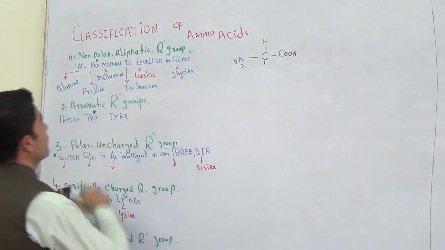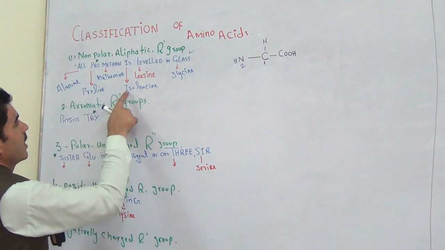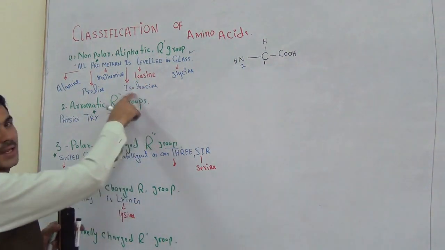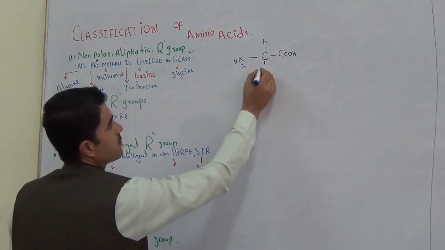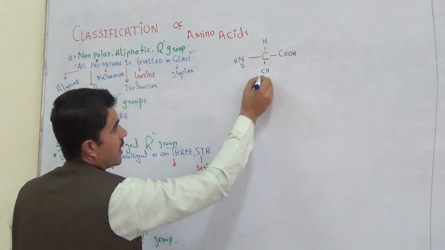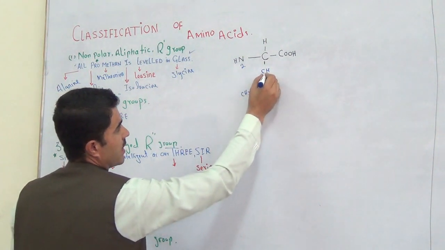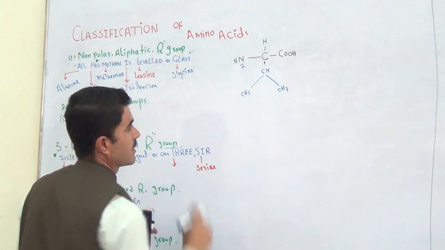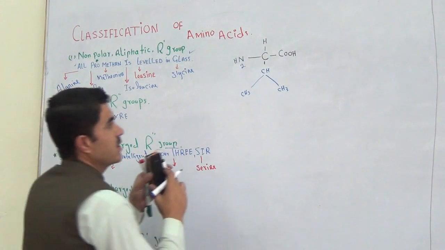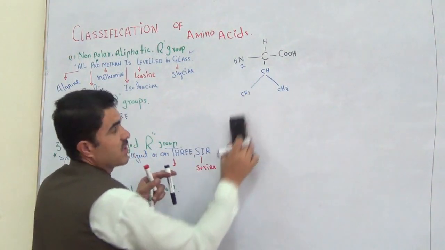And then we have another amino acid, isoleucine. First leucine, then isoleucine. It's very, very simple. Just write CH and one CH3 at that side, another CH3 at that side. That would become a leucine, right? And the side chain has the same structure.